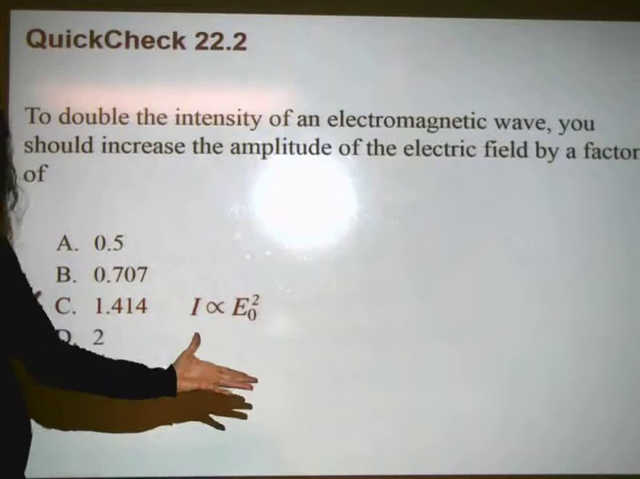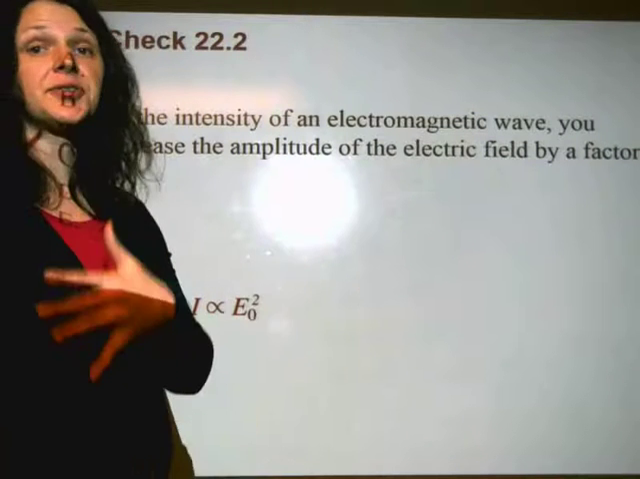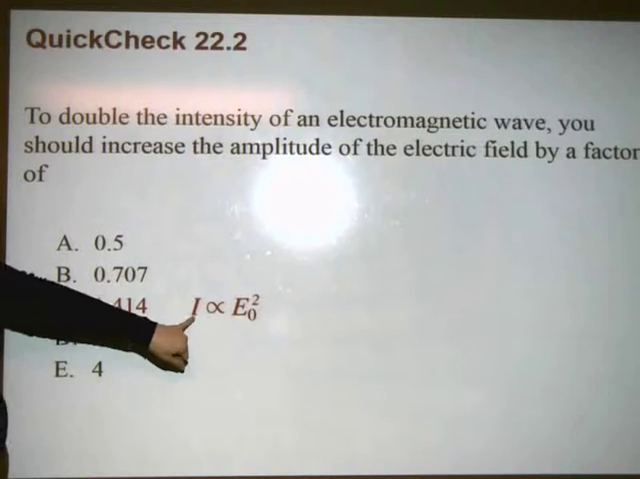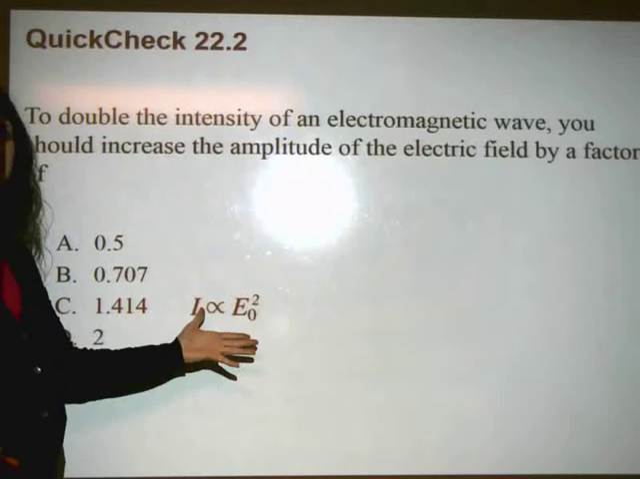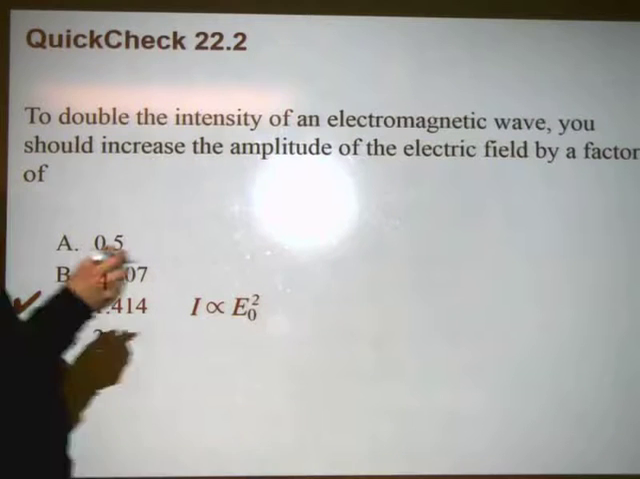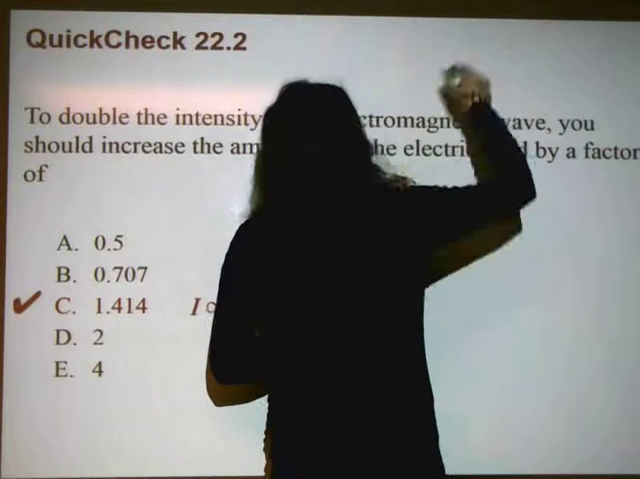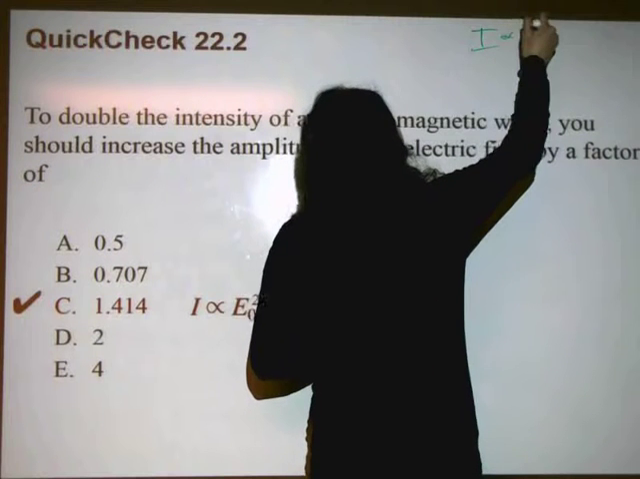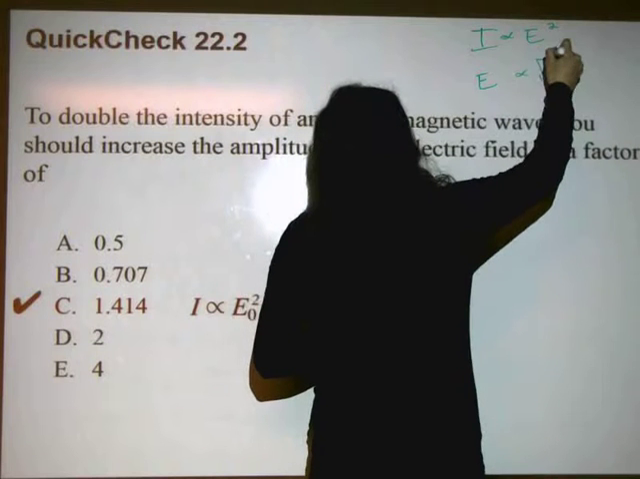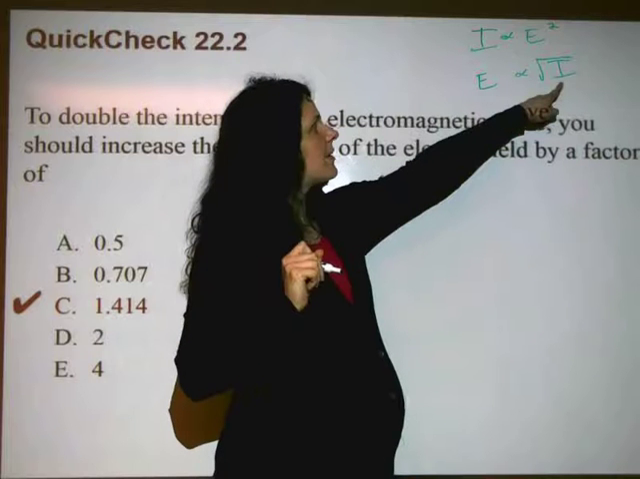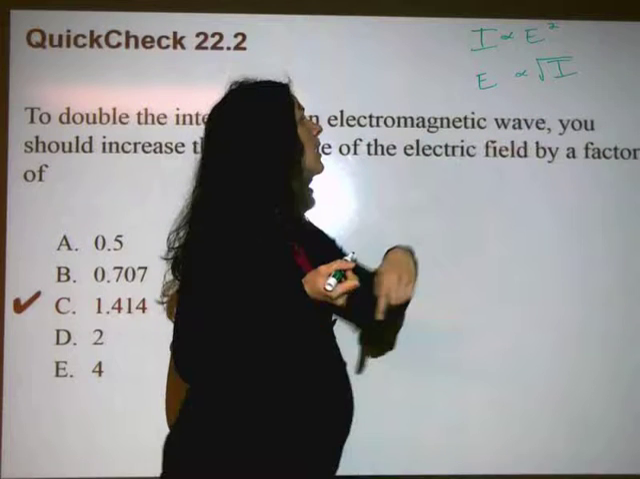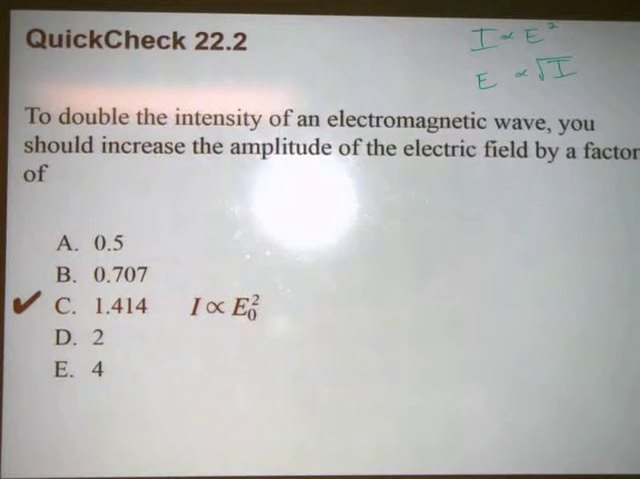All right, so somewhere on your equation sheet, you have that the intensity of the wave depends on the square of the electric field. It also depends on the square of the magnetic field. So if we double that, then we'll actually take the square root. Here's that: I is proportional to the electric field squared, so the electric field is proportional to the square root of the intensity. If you double that number, then you've actually only multiplied by the square root of 2, which is 1.4. So there's your answer.